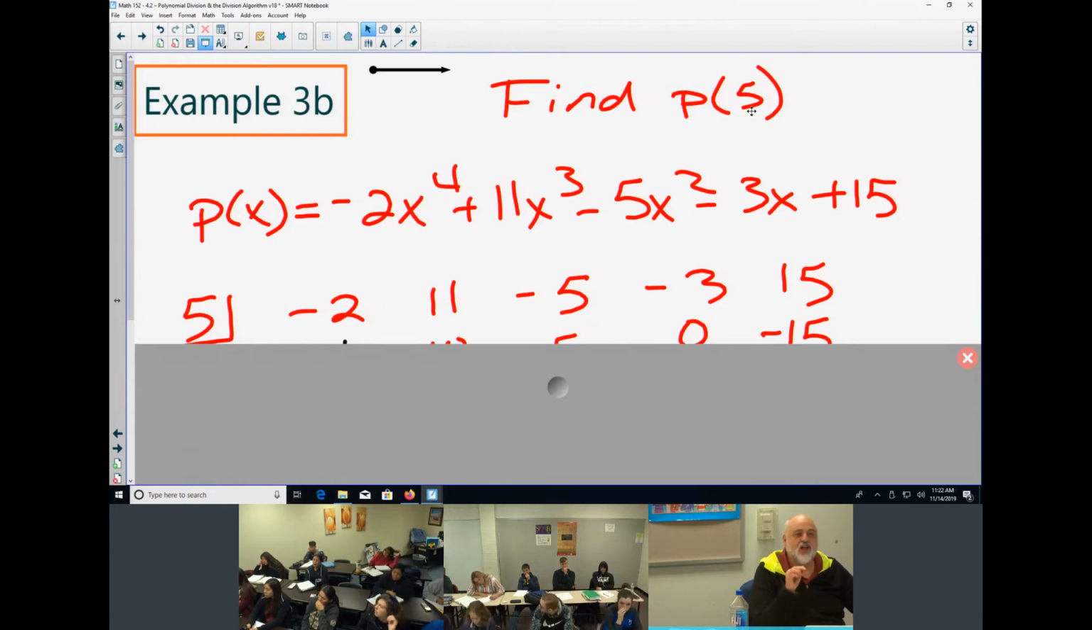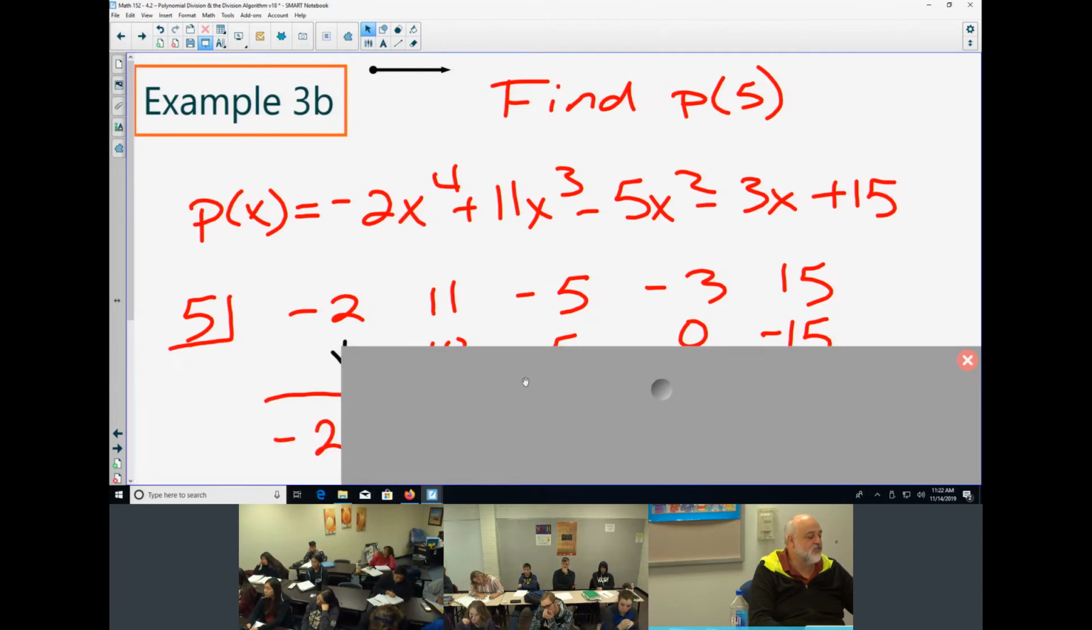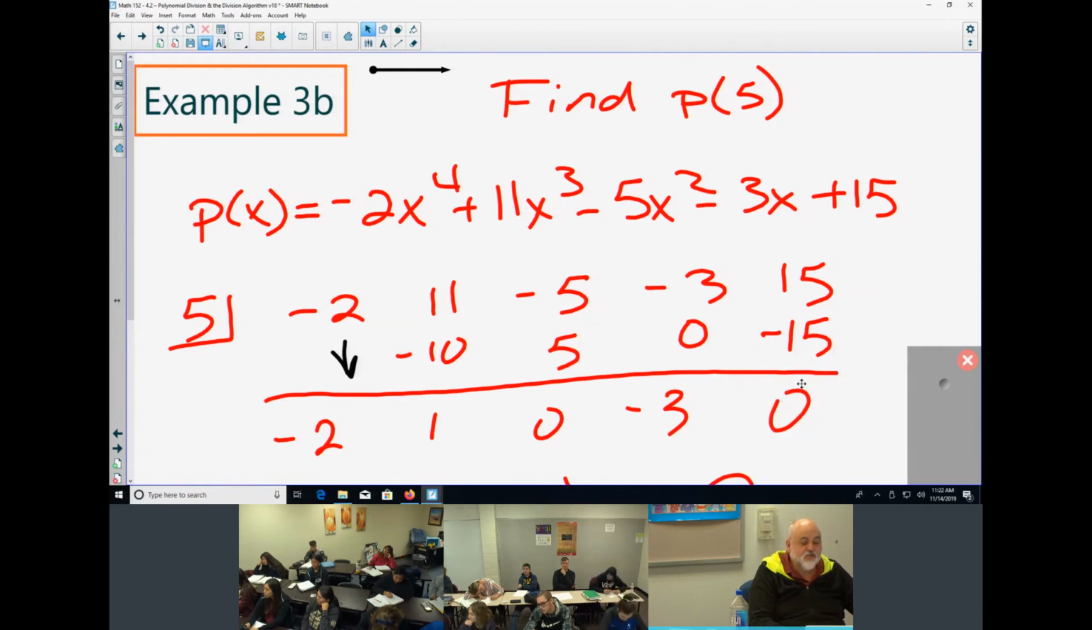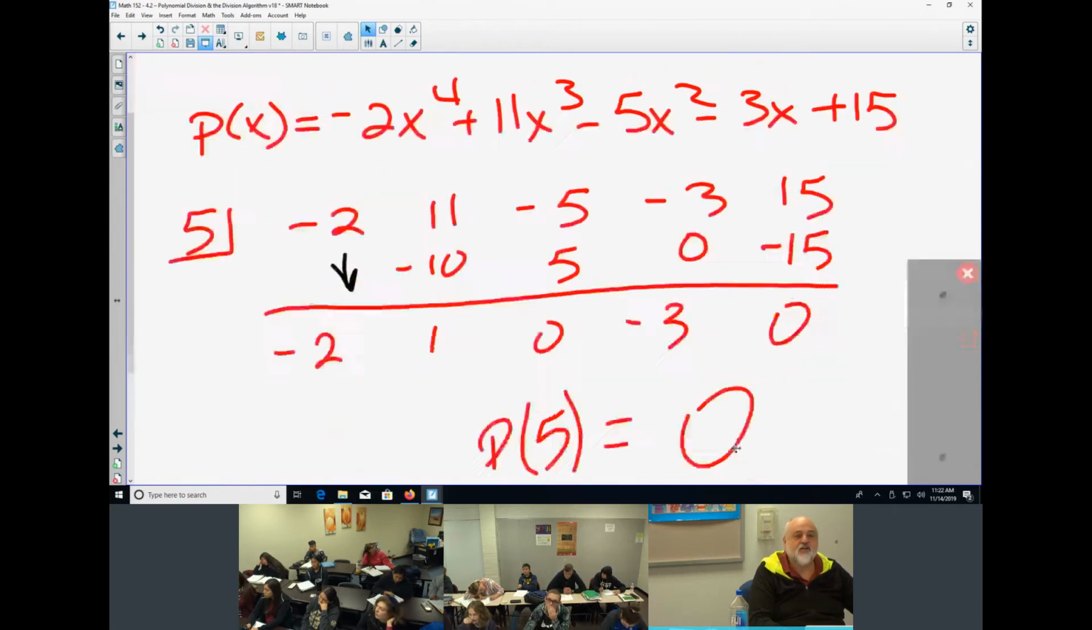And then the number that you're evaluating, you put that in the magic box. Okay? And then you go through the same thing. You bring down the -2, then you multiply and add. Multiply and add. Multiply and add. Multiply and add. So this remainder, this last number here, is your answer. So the p of 5 is 0.